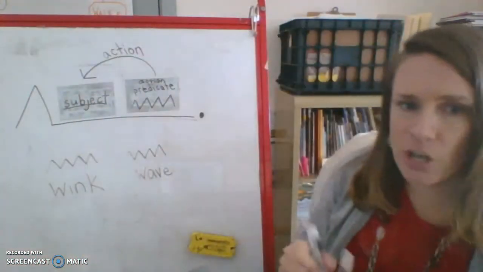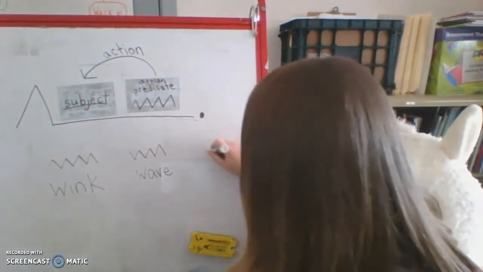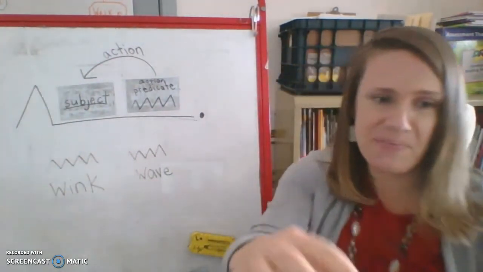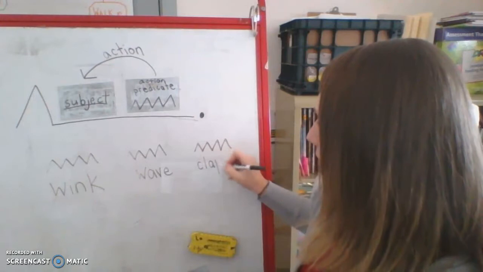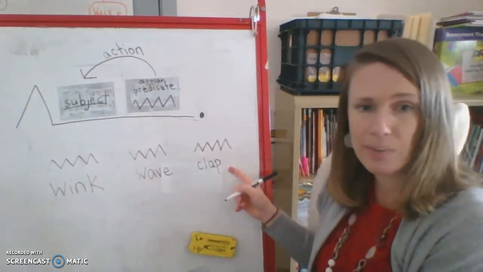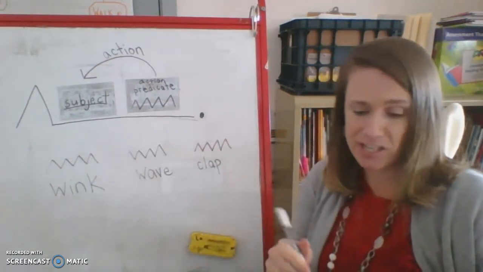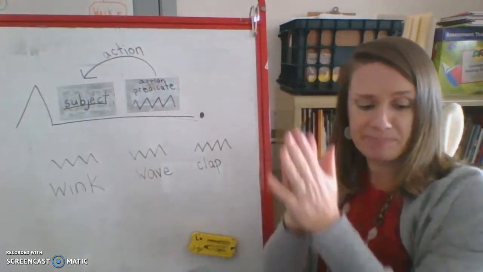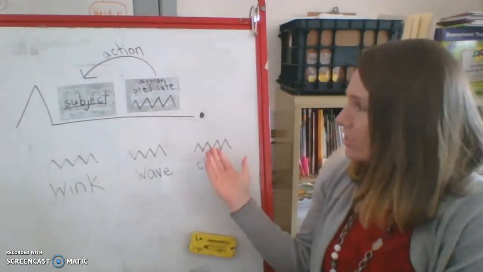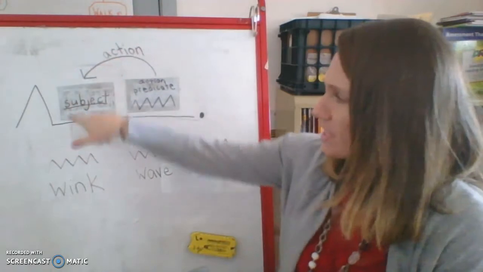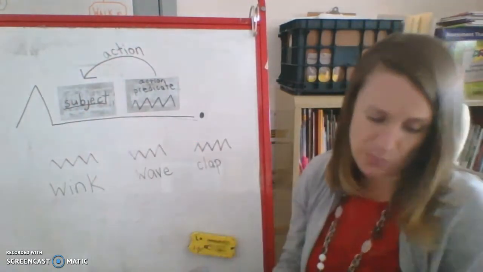We get a slightly darker marker. Ah, that one's not darker. There we go. Okay. How about this predicate? What does it say? Clap. Go ahead. Show me clap. It's the action. The predicate is the action that the subject is doing.